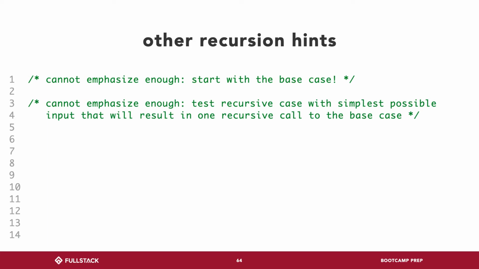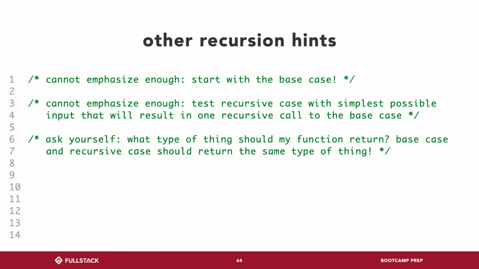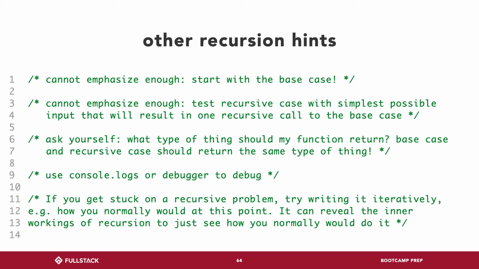So test your recursive case with the simplest possible input that will result in one recursive call to the base case. Ask yourself, what type of thing should my function return? Just said this 2 seconds ago. Base case and recursive case should return the same type of thing. Use console.logs or debugger to debug. And if you get stuck on a recursive problem, try writing it iteratively.